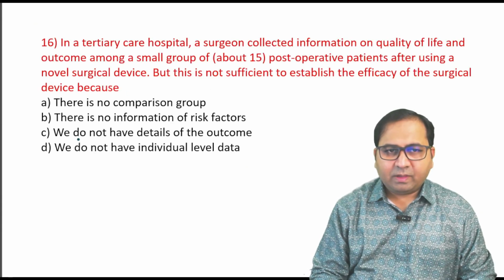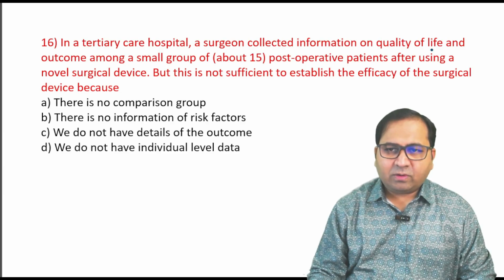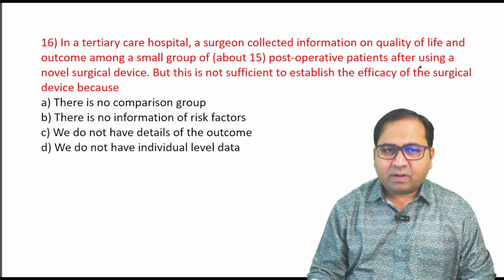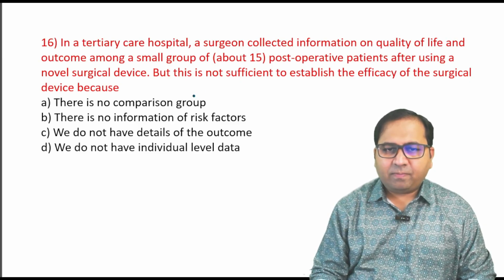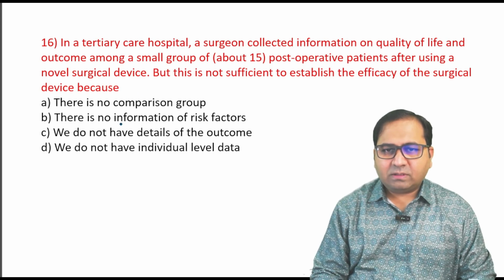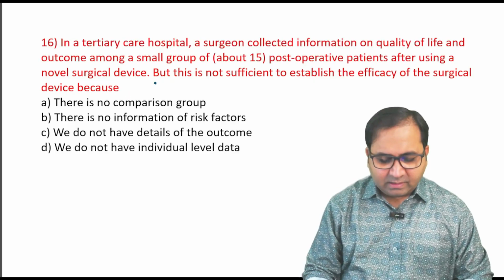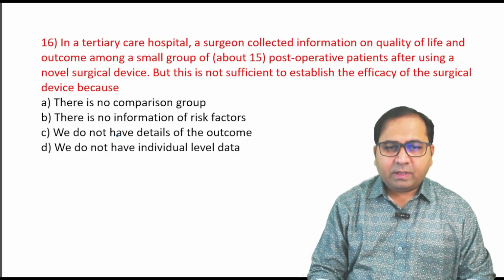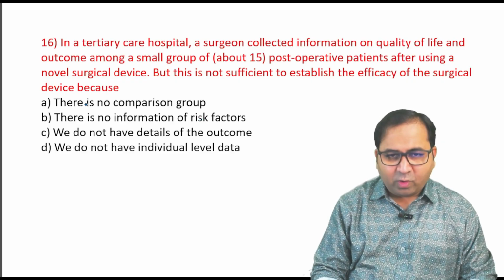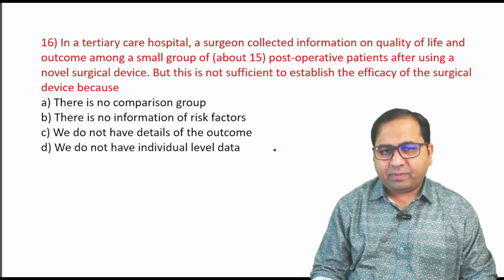Then next question. In a tertiary care hospital, a surgeon collected information on the quality of life and outcome among a small group of post-operative patients after using a novel surgical device. But this is not sufficient to establish the efficacy of the surgical device because of what reason? They have given four options. Let us see those. A. There is no comparison group. B. There is no information of risk factors. C. We do not have details of the outcome. Or D. We do not have individual level data.